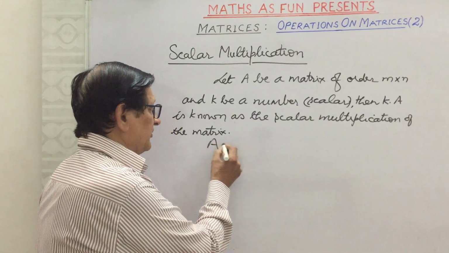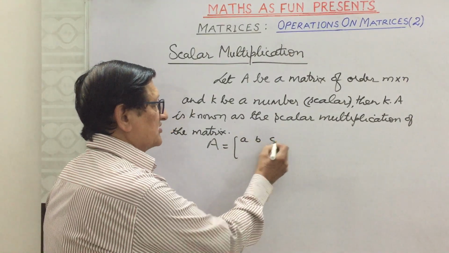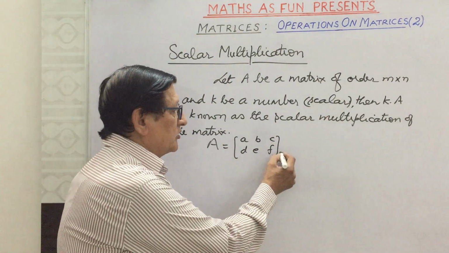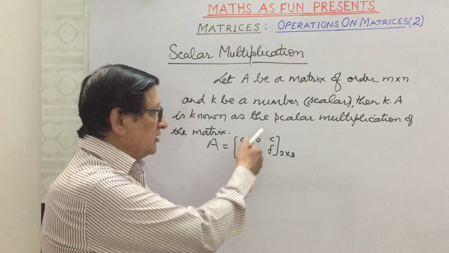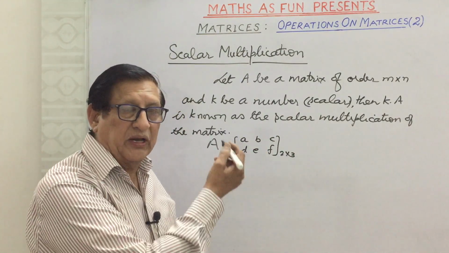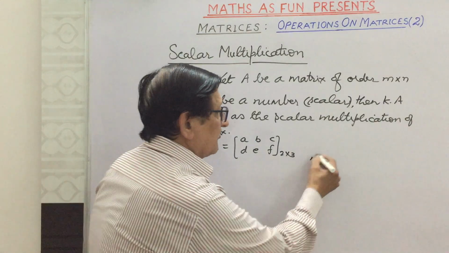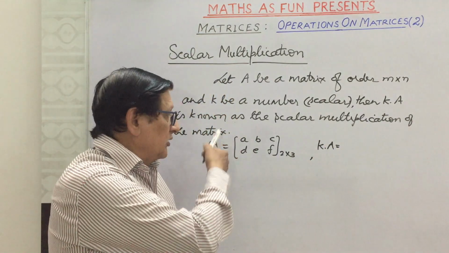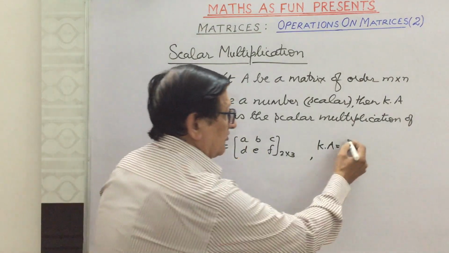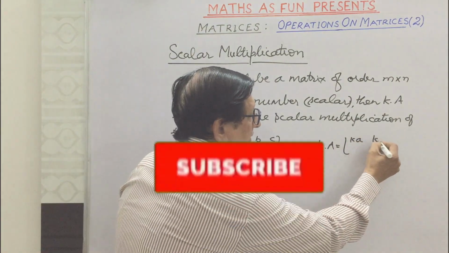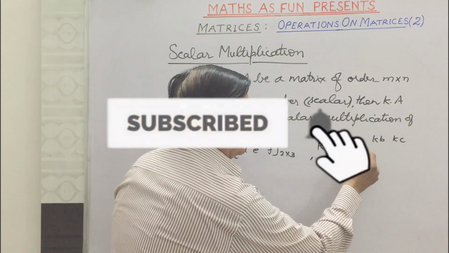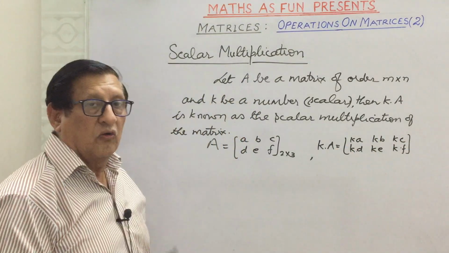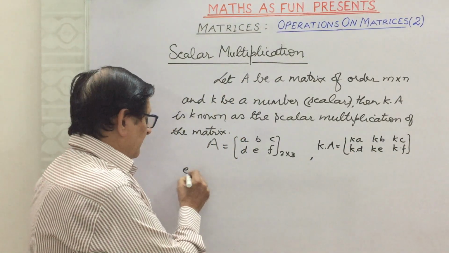Suppose we have been given matrix A as a, b, c, d, e, f. The order of this is 2 into 3. There are 2 rows and 3 columns. And we want to multiply a number k. Then we will find k into A, which means k will be multiplied to every element of it. So that will be k into a, k into b, k into c, k into d, k into e and k into f. We can understand this more clearly with some examples.